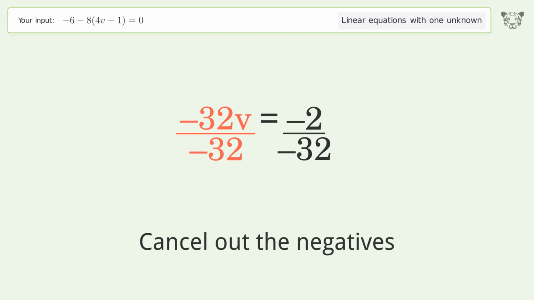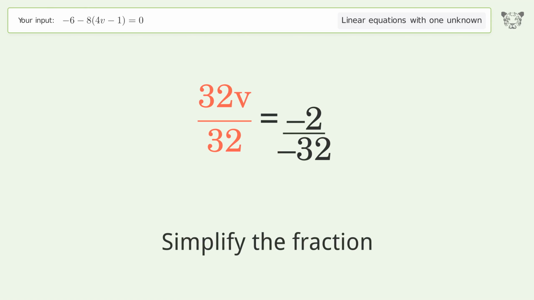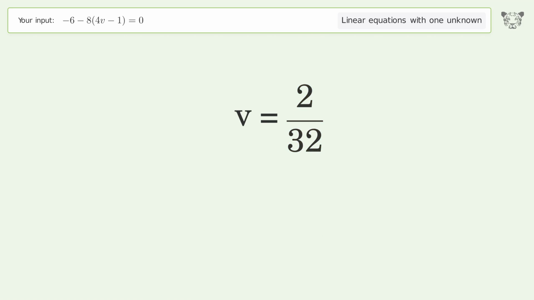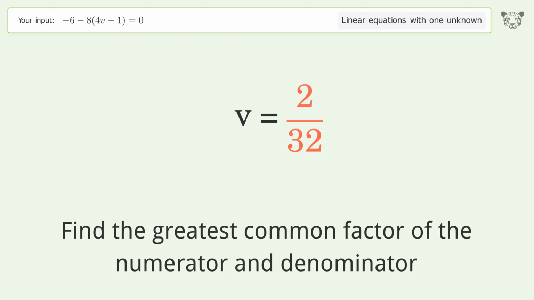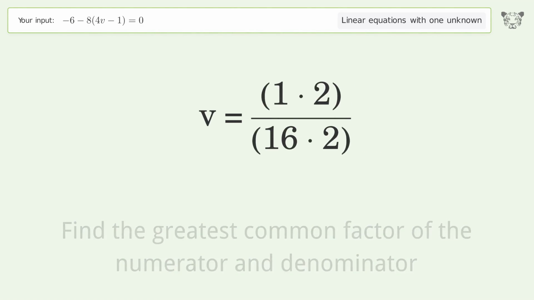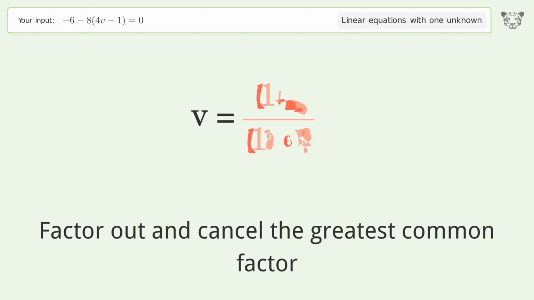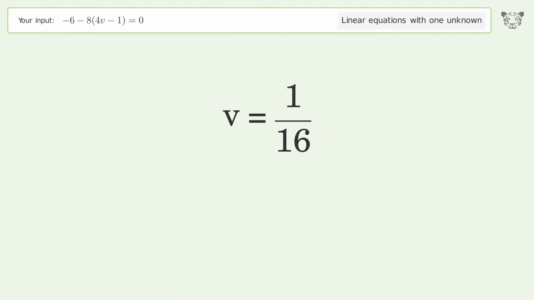Cancel out the negatives. Simplify the fraction. Cancel out the negatives. Find the greatest common factor of the numerator and denominator. Factor out and cancel the greatest common factor. And so the final result is v equals 1 over 16.